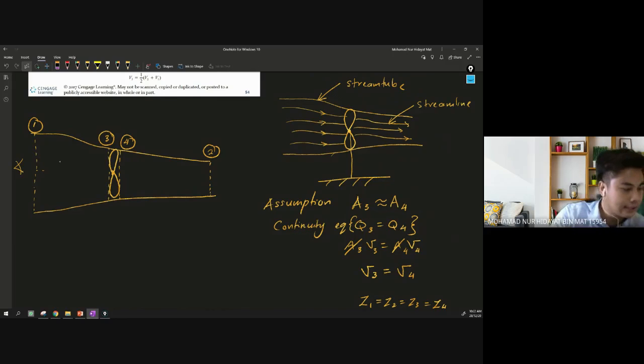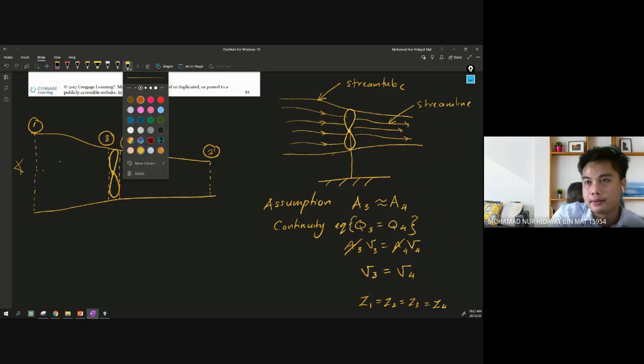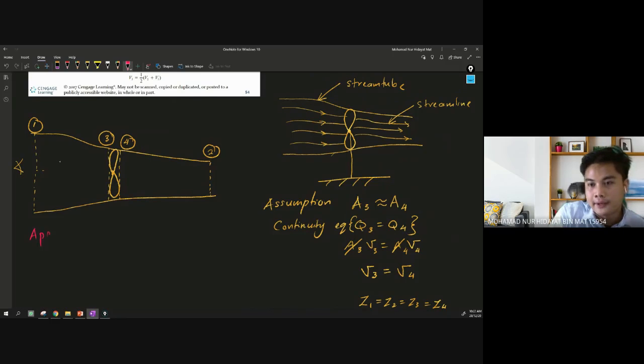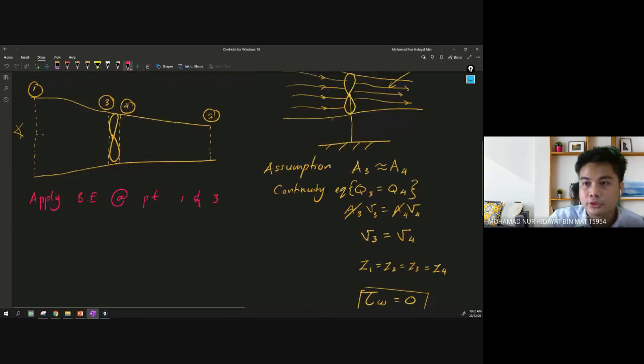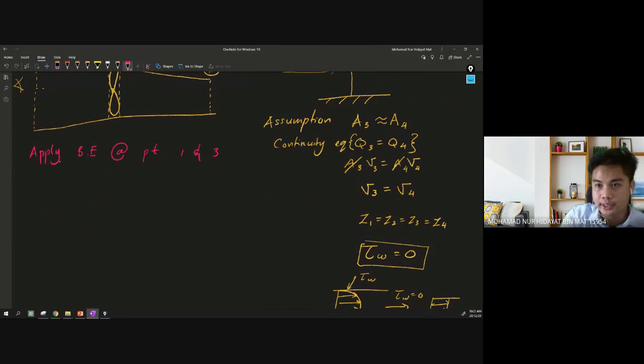Okay, so from here, apply the Bernoulli equation at point 1 and 3. So what is the Bernoulli equation? Remember our Bernoulli equation. This is the basic formula: V squared over 2g plus P over gamma plus Z equal to, this is 1.